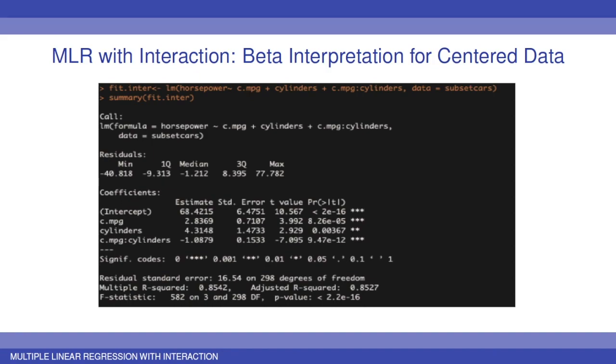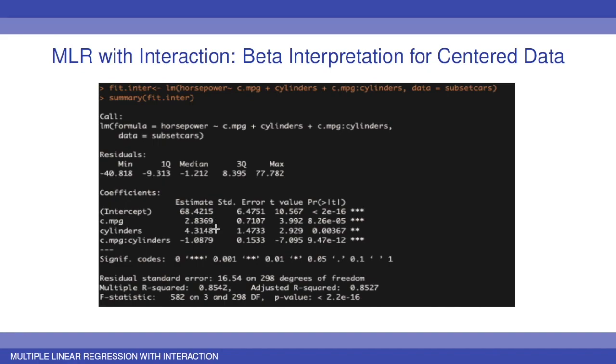From the R output, we see that the estimate for beta 0 is 68.4. This tells us that the mean horsepower for the baseline group, that is, for 4-cylinder cars with average mpg, is 68.4. The estimate for beta 1 is 2.8. This tells us that the slope for 4-cylinder cars with average mpg is 2.8. In other words, the mean horsepower increases by 2.8 units when we increase average mpg by 1 unit.